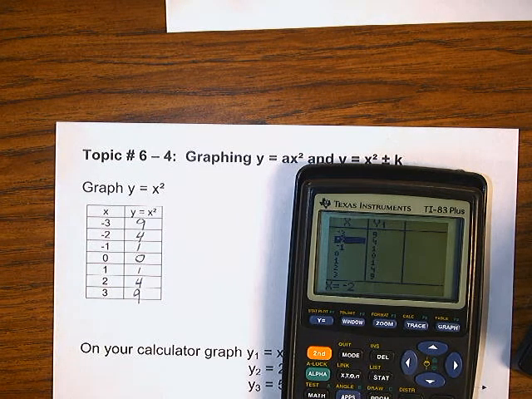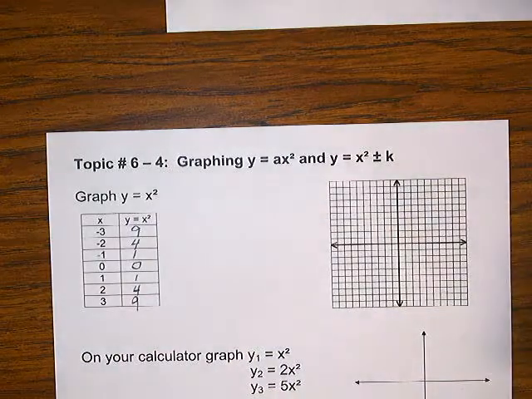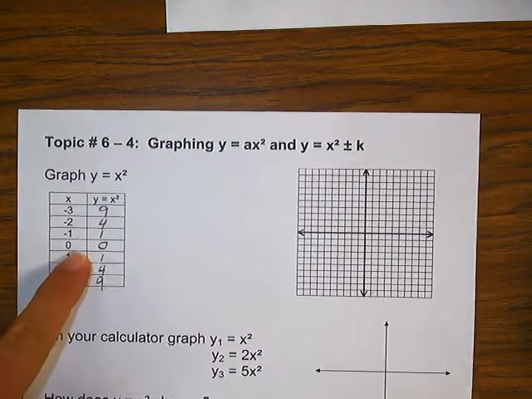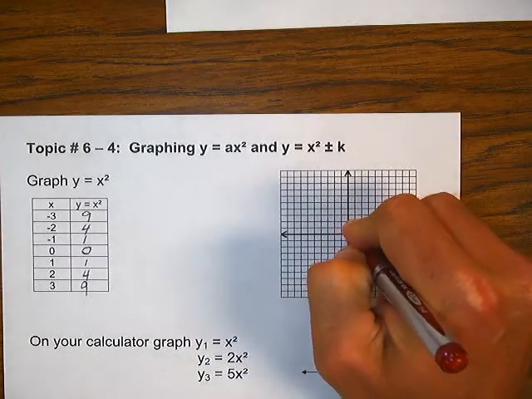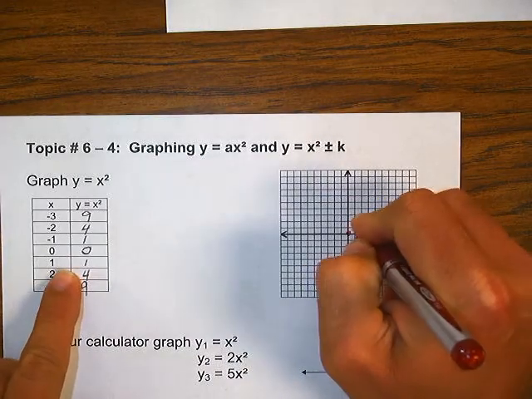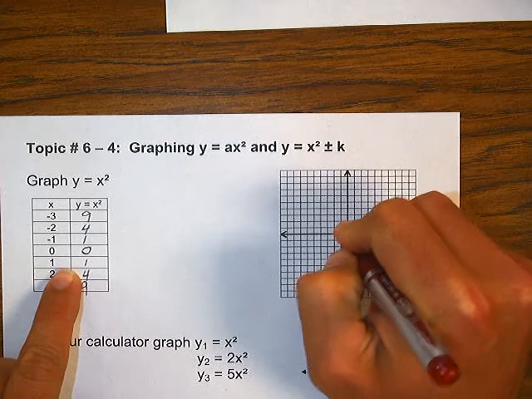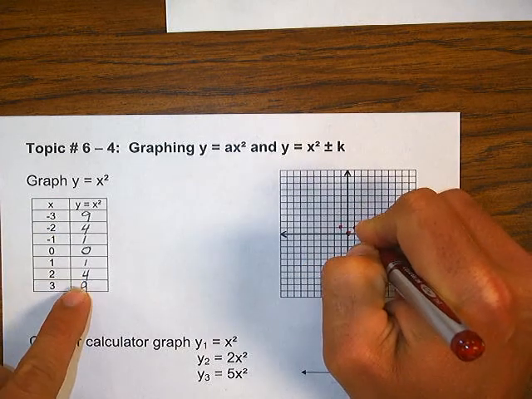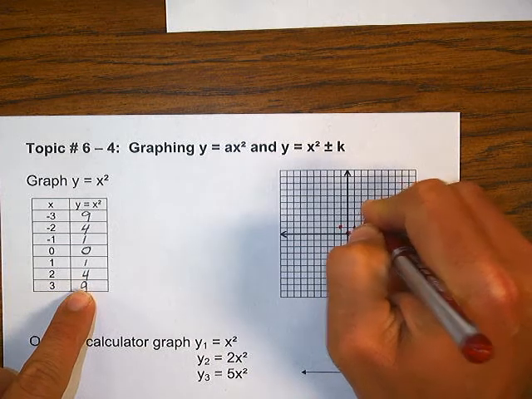Okay. When we put these on the graph, I always start with 0, 0. Then we have 1, 1. 1, -1. 2, 4.